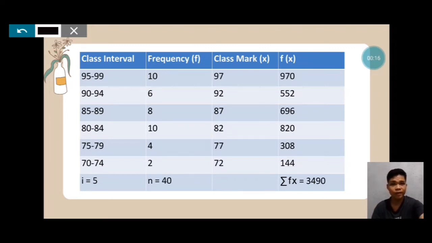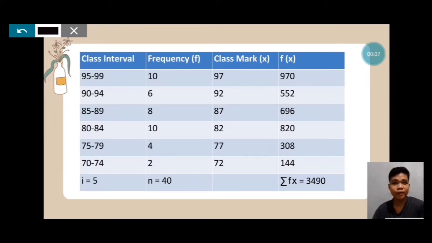Our first column here is for class interval. Our second column is for frequency. Our third column is for class mark. And our last column is for the product of frequency and class mark. Our class interval here is the possible grades of the students in mathematics in the modern world, where the frequency here is the number of students who got grades in each class interval.